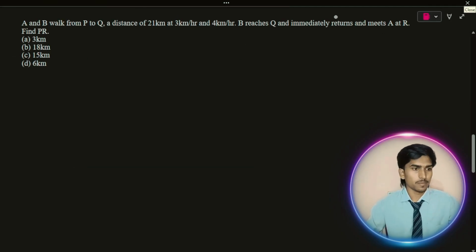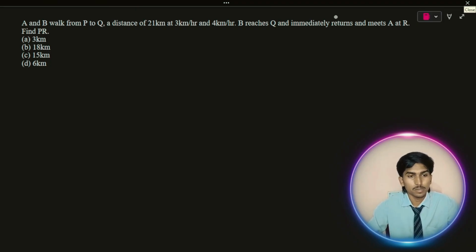Let's solve this problem. A and B walk from P to Q at a distance of 21 km, at 3 km per hour and 4 km per hour. B reaches Q and immediately returns and meets A at R. Find PR. A and B walk from P to Q. Read the question properly, you'll understand.